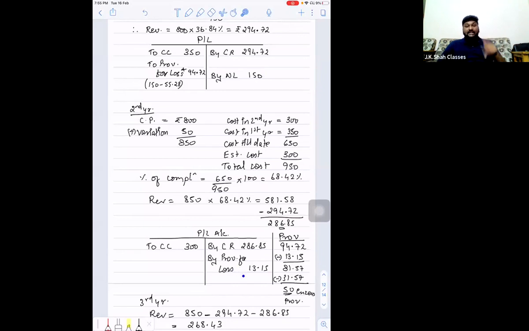So again, in the second year, it will not come. It will rather be adjusted against the provisions only. Because in the first year, you provide for the entire loss. And from the second, third, fourth, till the end of the contract, all your losses that come every year will be adjusted against the provisions only. And if any excess provision is left behind, that will be reversed in the last year, as I showed in this question. That 50 rupees of provision is still left. Why? Because the loss came down by 50 rupees. So in the last year, I reversed that 50 rupees and recorded a profit of 50.